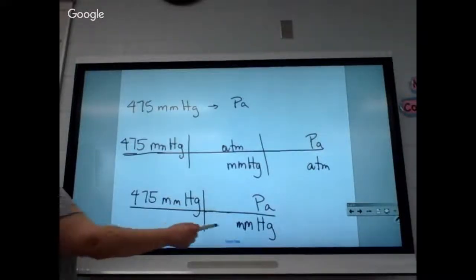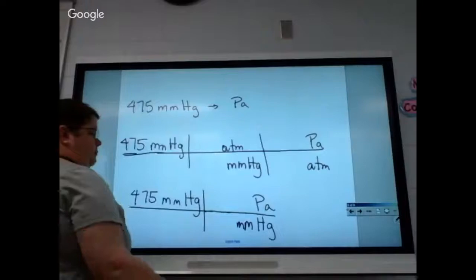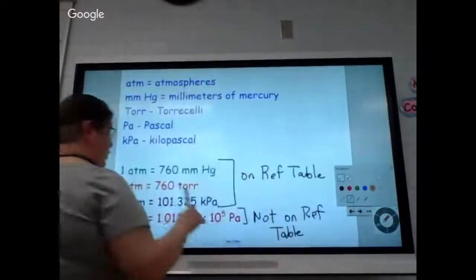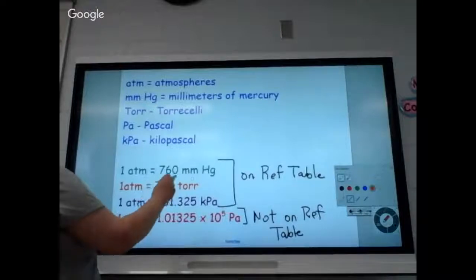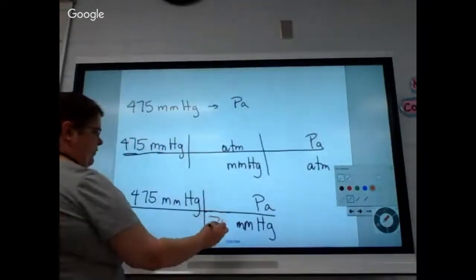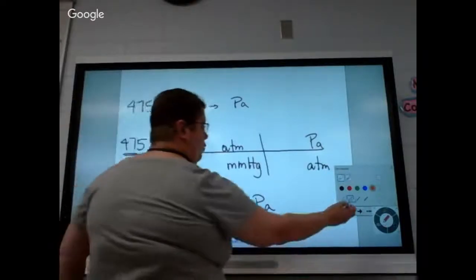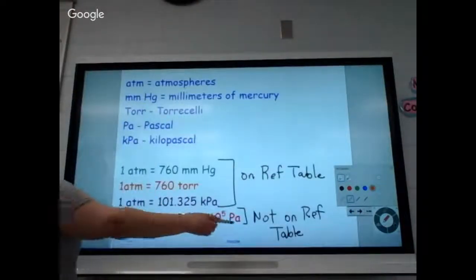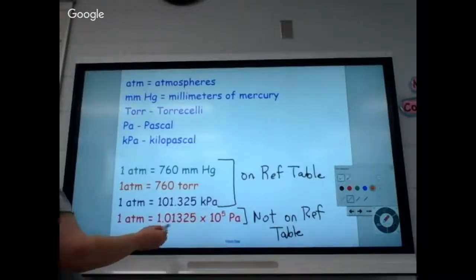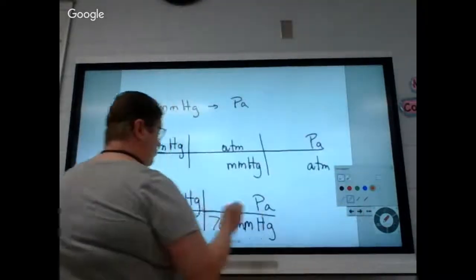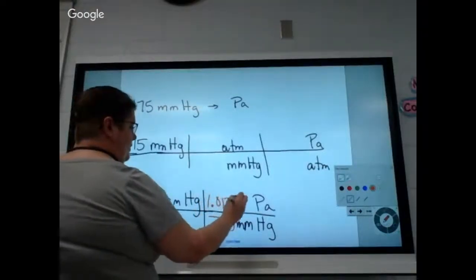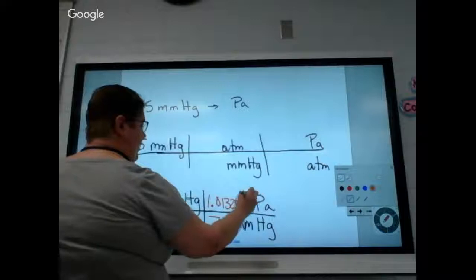So, what number is in front of mmHg when I cruise back over here? mmHg has 760, right? So I'm going to put 760 in front of mmHg. What number is in front of Pa? I'm going to put it right here: 1.01325 times 10 to the 5th.